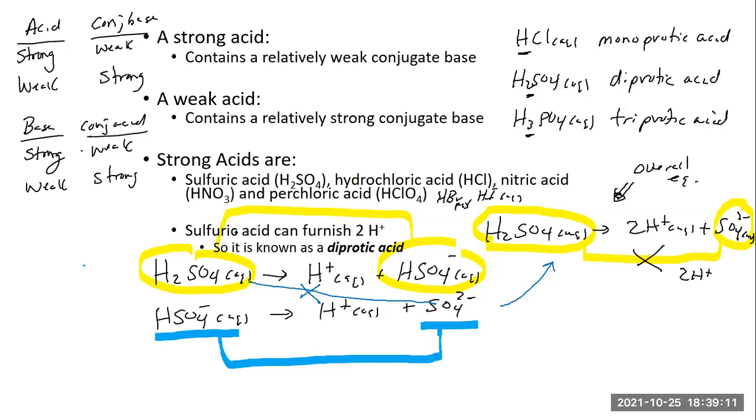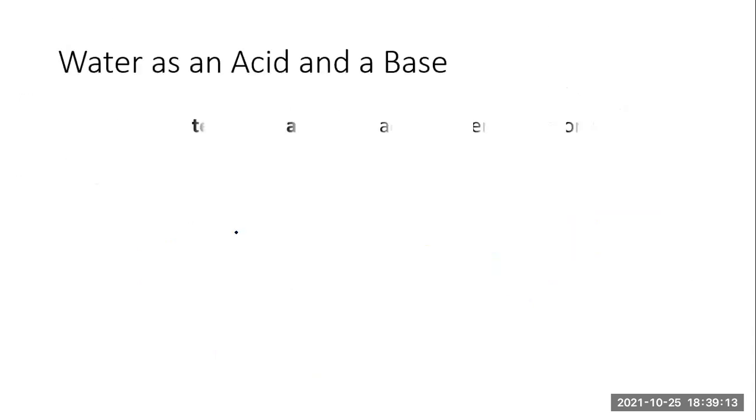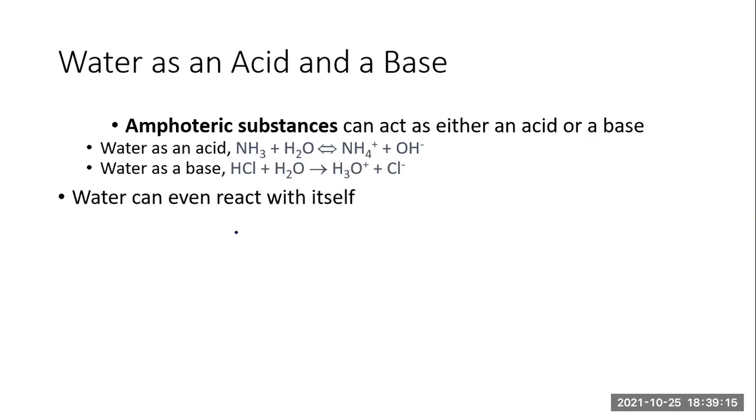So water is an interesting thing. Water is an amphoteric substance, which means it could actually act as an acid or base. And here's a couple of examples I think we might have seen so far. In this first case here, the water is acting as the acid, which means it's going to donate its H plus over to NH3. The result of that is we get NH4 plus and OH minus in this case.